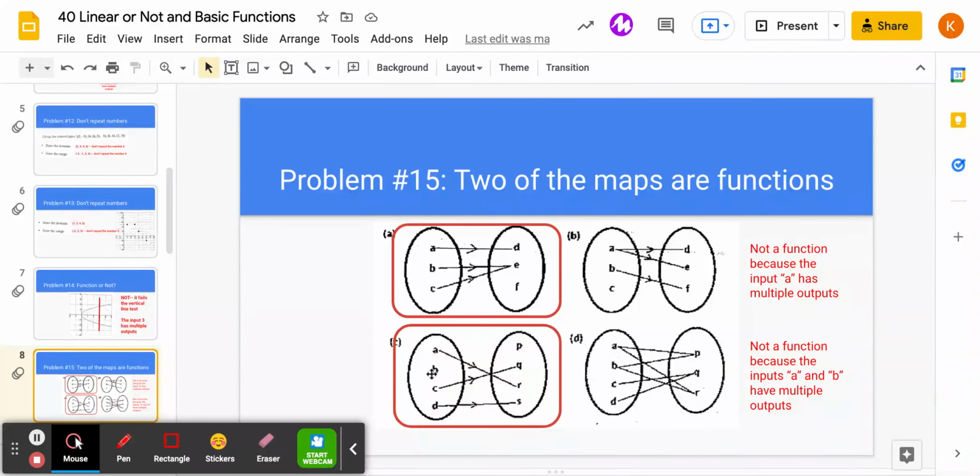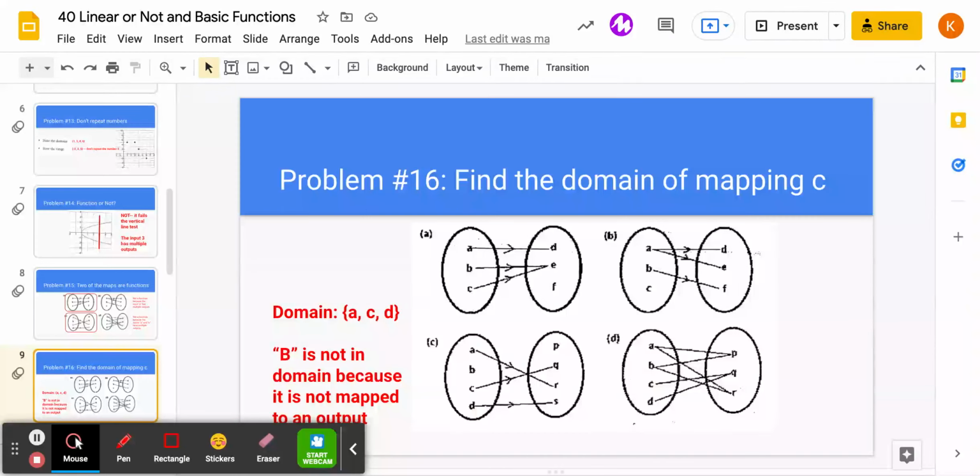But if you look closely at C, you'll notice that A only has one output, C only has one output, and so does D. That would make it a function. So that's a way you could look at it with mapping as well.